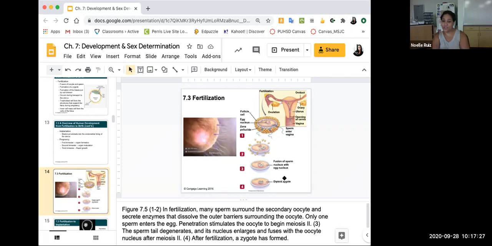Penetration stimulates the oocyte to begin meiosis 2. Remember, we talked about women's eggs, females' eggs. They stop during embryonic development. They only go through meiosis 1. They don't go through meiosis 2 unless they're fertilized like this. And the sperm tail degenerates and its nucleus enlarges and fuses with the oocyte nucleus after meiosis 2. And then after fertilization, a zygote has formed.